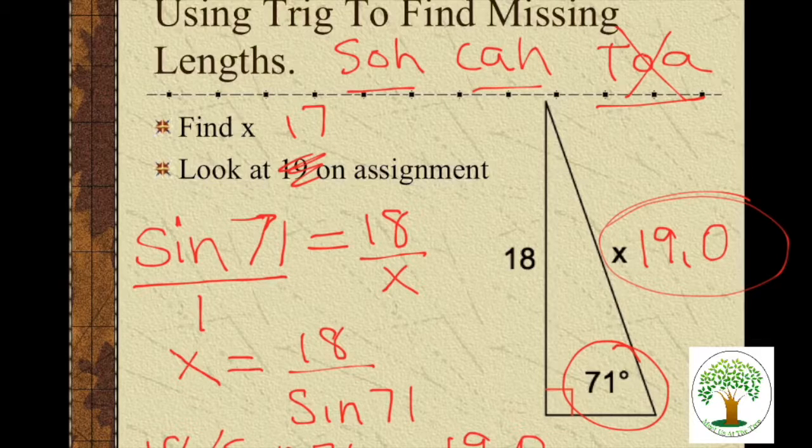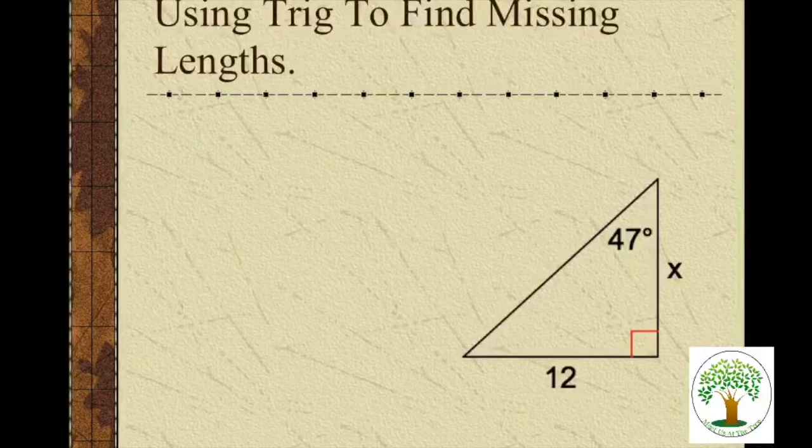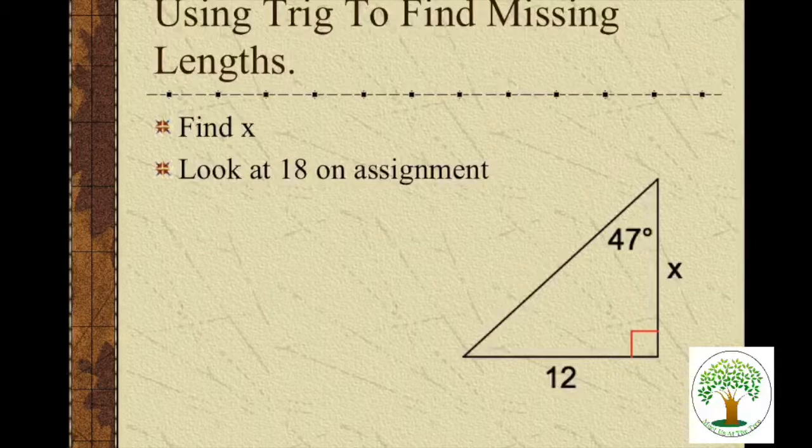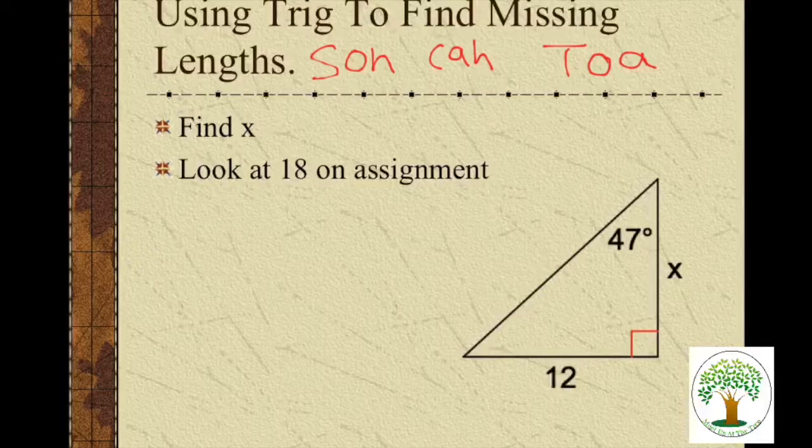Let's do another one. This is number 18. Remember, we're going to try to figure out which one we're going to use. Sine is opposite and hypotenuse. Cosine is adjacent and hypotenuse. And tangent is opposite and adjacent. I like to keep this at the top so I can figure out which one I'm going to use.